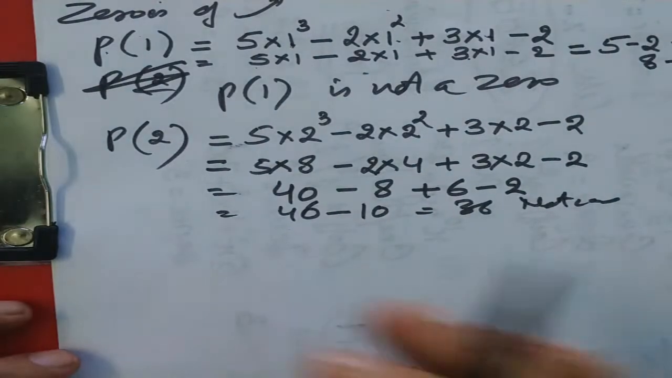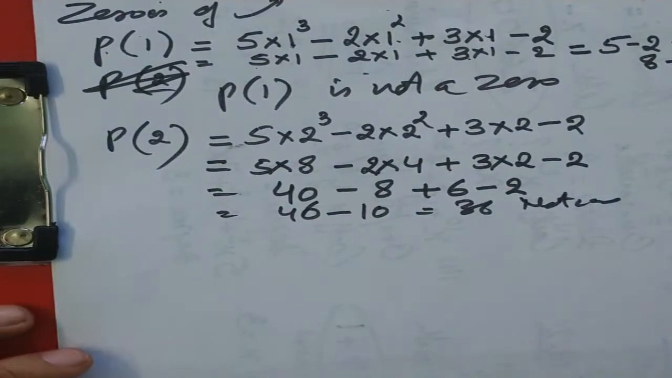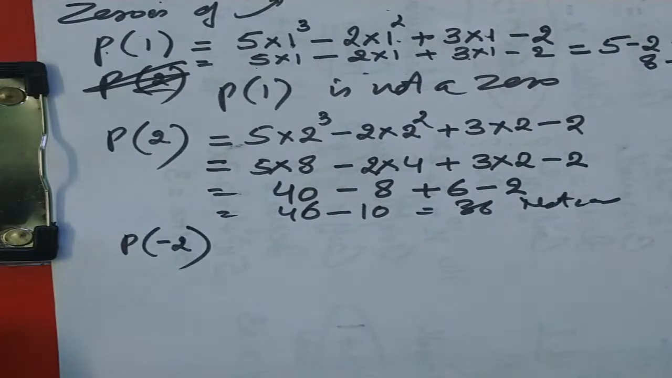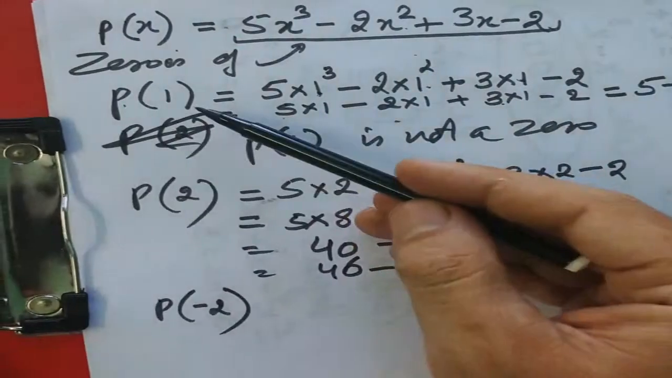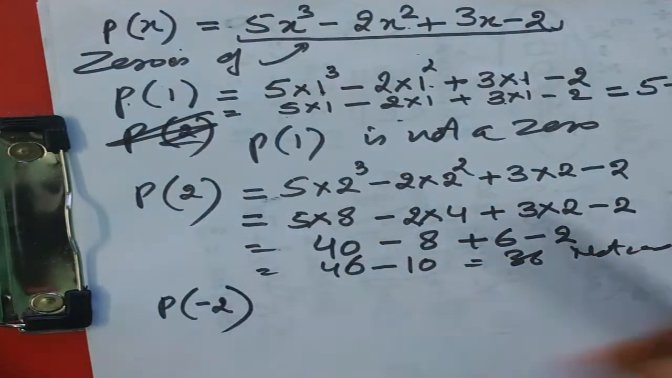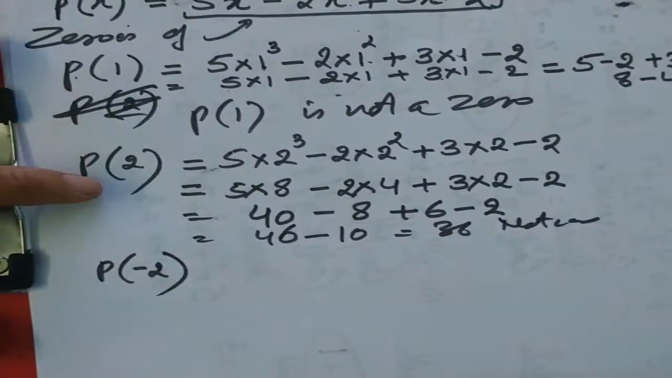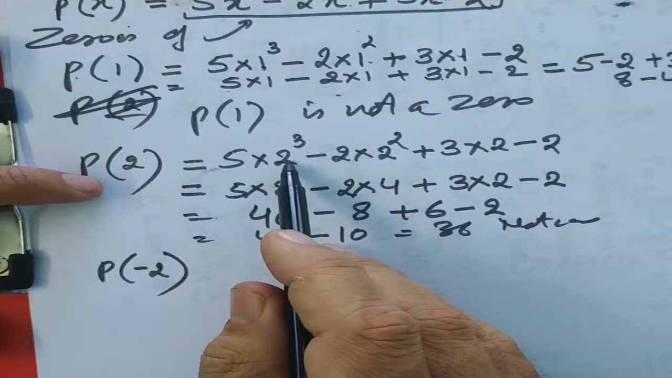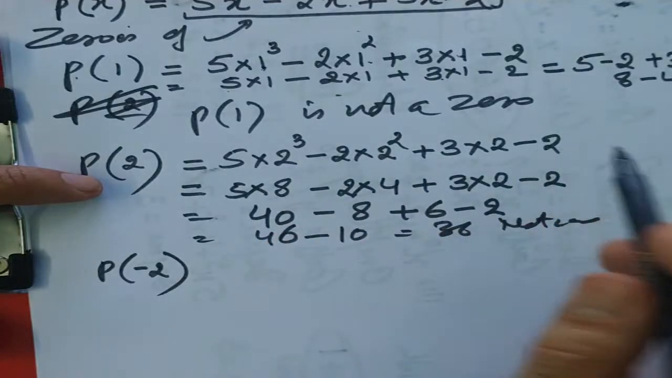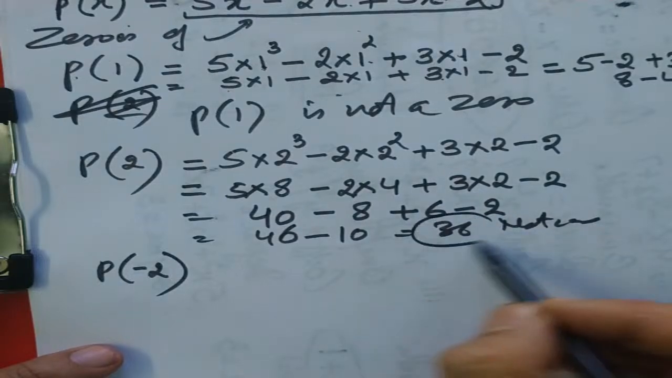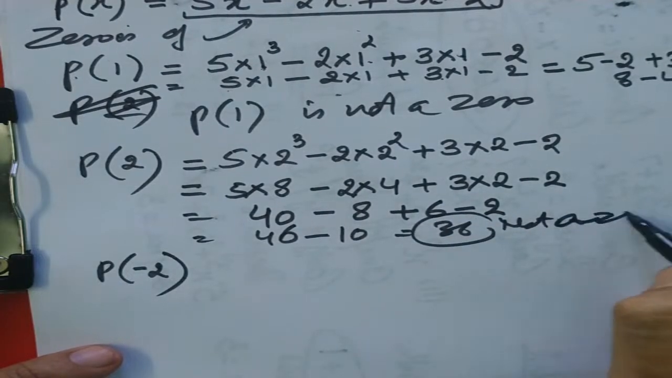Now let's take a negative number, and I am writing p as minus 2. I can take 1, 2, 3 or any number; 0 also I can take. You have to suppose a number, put it as the value of x, and if the answer comes 0, then it is a zero. But here no answer is coming 0, so it is not a zero.